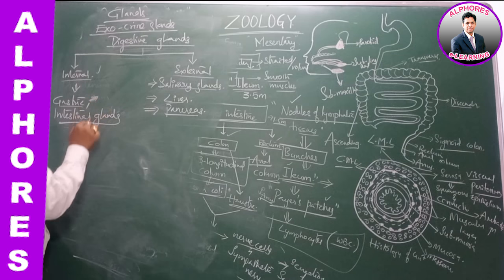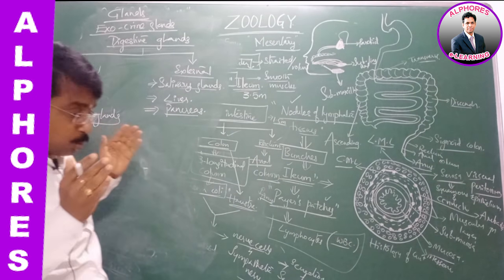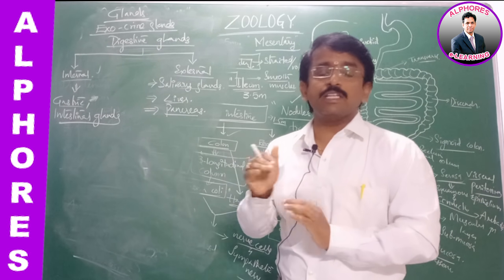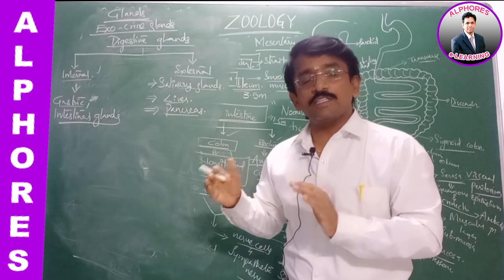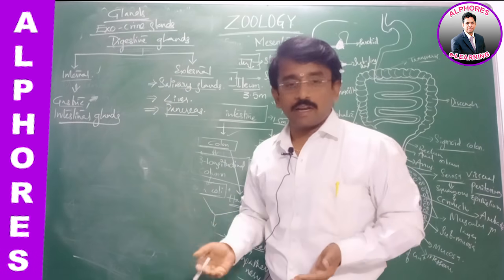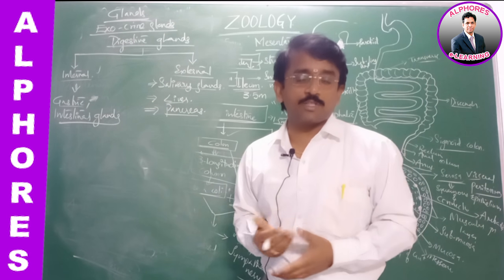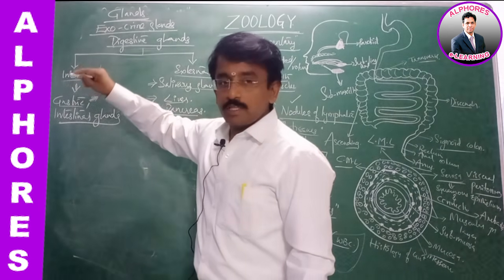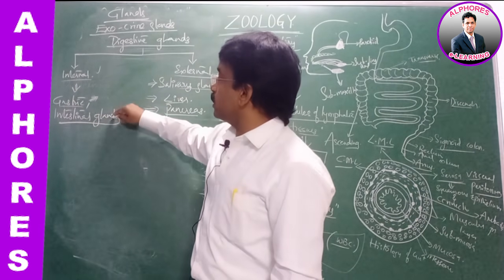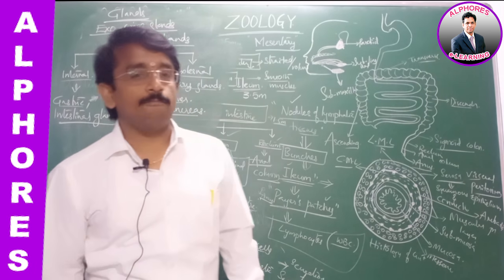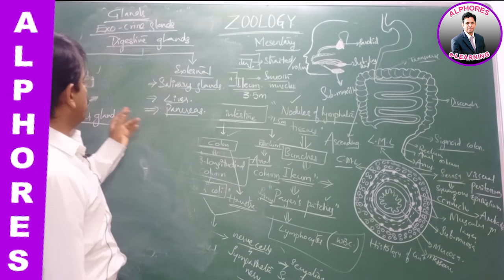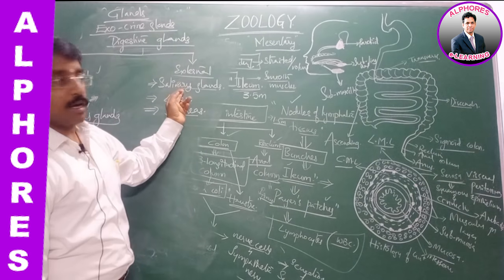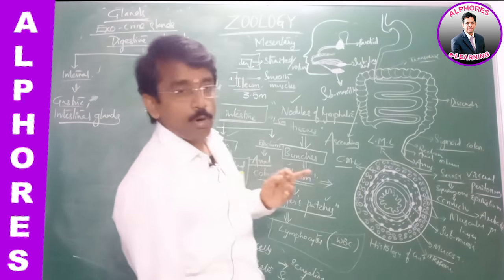Gastric is related to the gaster, the stomach. So the glands present inside the wall of the stomach are internal, which is the gastric gland. Gaster refers to the stomach. The gastric glands are present in the stomach wall, and the intestinal glands are present in the intestinal wall. So they are internal. And the salivary glands, liver and pancreas are external.